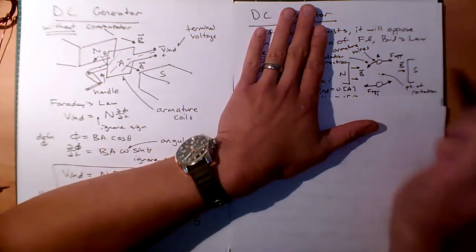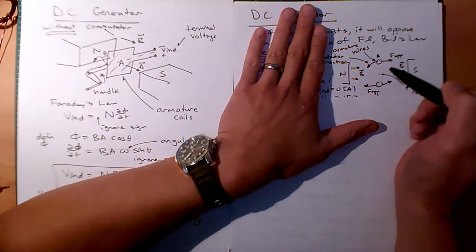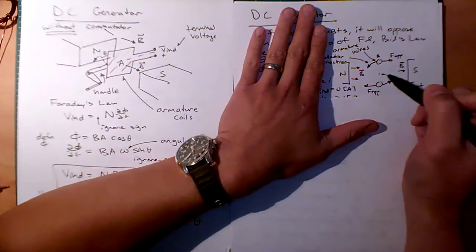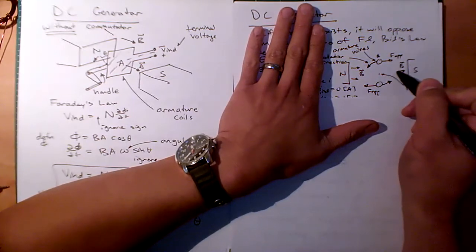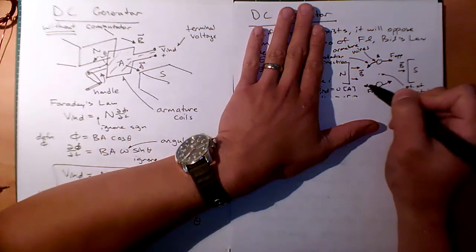B is going from north to south, very good. And this is the point of rotation, okay? So let's think about what's happening in this case. Notice B and the force opposed are aligned. They're in the same direction. Either they're totally in the same direction or they're totally in opposite directions.